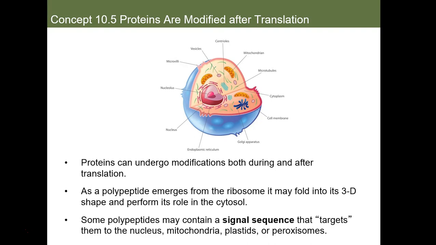After translation, the protein is usually modified. It may be modified during and after translation. As it emerges from the ribosome, it may fold into its 3D shape and start performing its functions right away. Some polypeptides may contain signal sequences to target them to the nucleus, mitochondria, plastids, and peroxisomes.